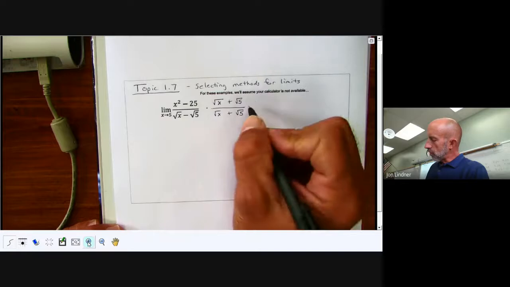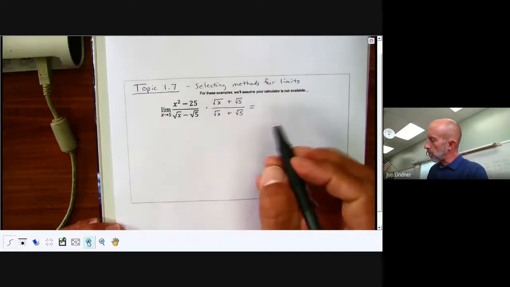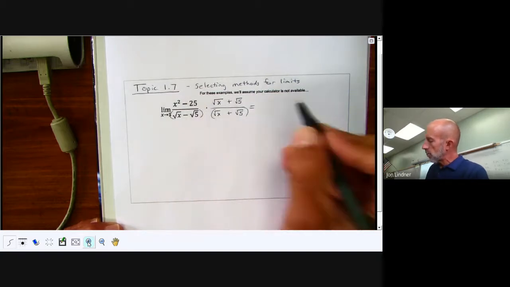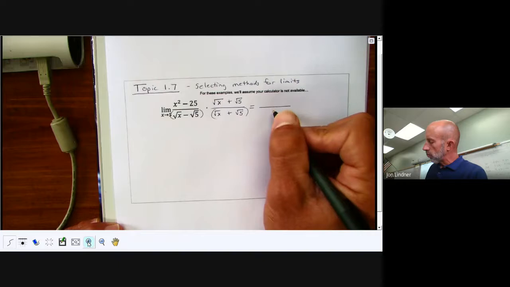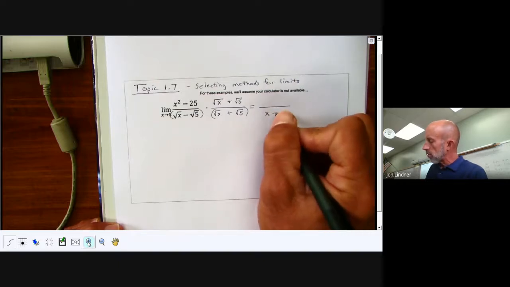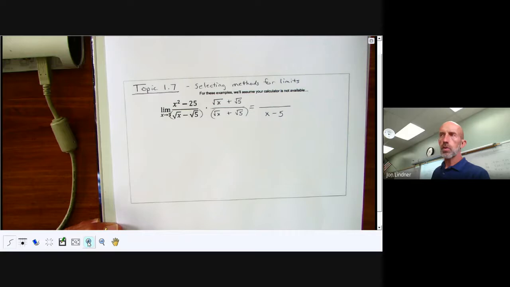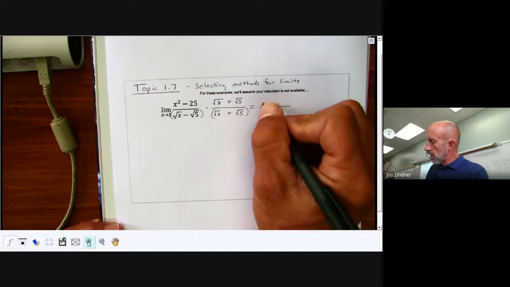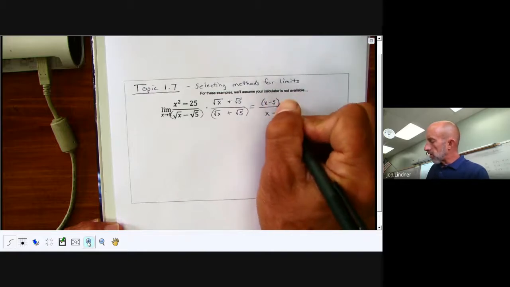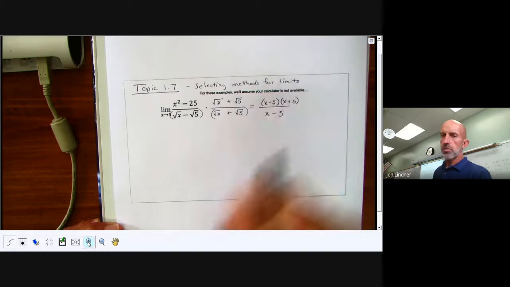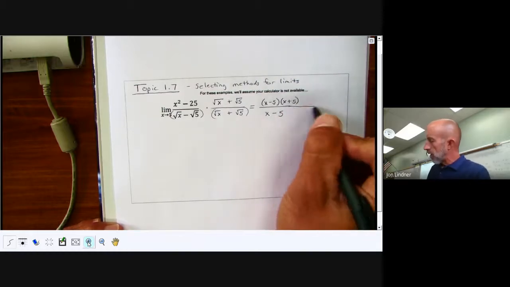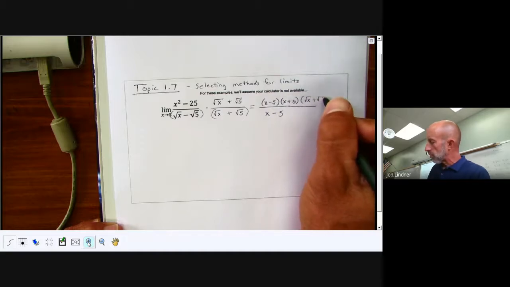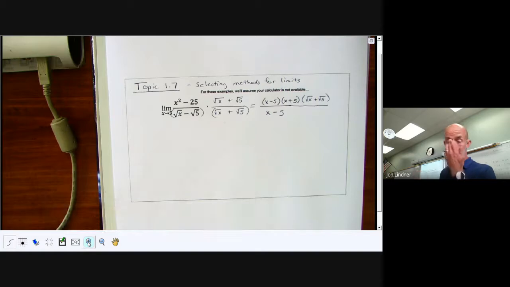So what happens after I get this? Well, the bottom is going to be a difference of two squares. So the bottom will turn into regular old x minus 5. Now the top we recognize as a difference of two squares. It factors into x minus 5 times x plus 5. But then we've got this other thing that we multiplied by, the square root of x plus the square root of 5. Don't forget that.